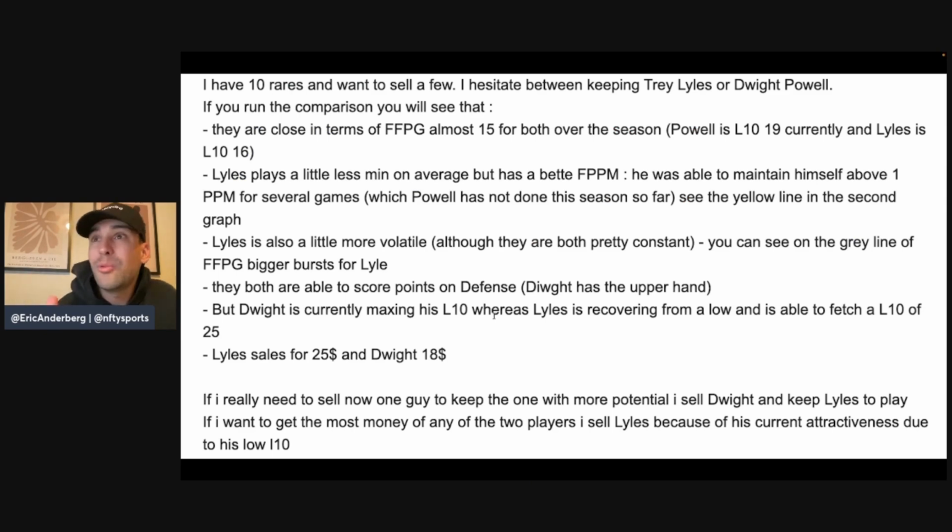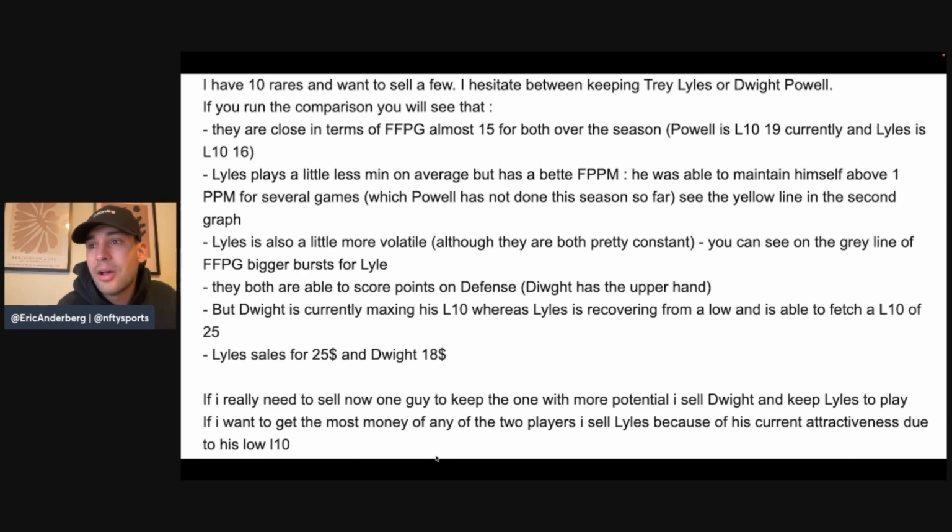Okay, in this example right here, I know there's a lot of words on the screen. I'll get back to the chart in just a second, but I wanted to break down the scenario for you. He's deciding whether or not he wants to sell about 10 rares that he has in his collection. He wants to keep one. He wants to sell one. One of the guys he wants to sell may be potentially Lyles and Dwight Powell. So he's going to analyze that with his analyzer tool. It's going to give him a lot of data. As you can see there at the bottom, Lyles is $25.